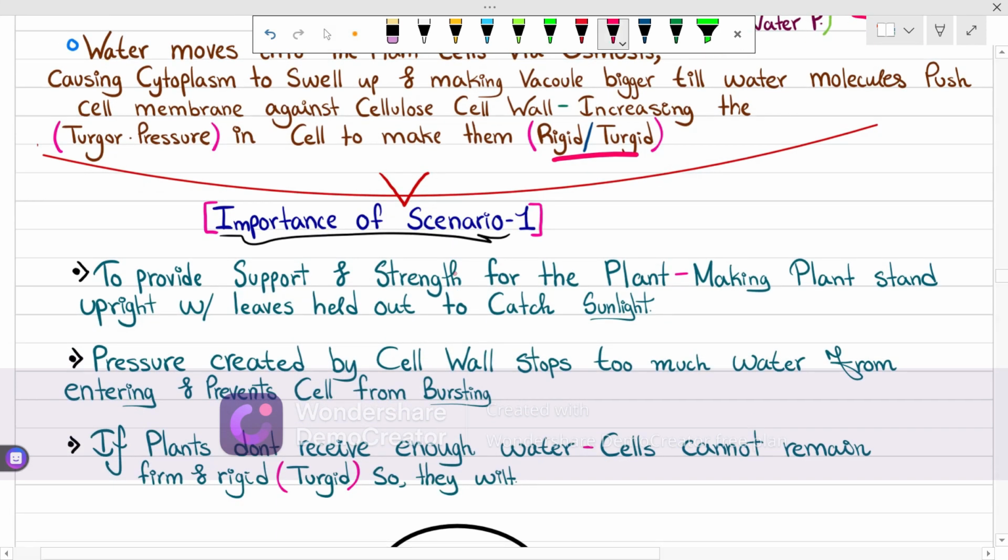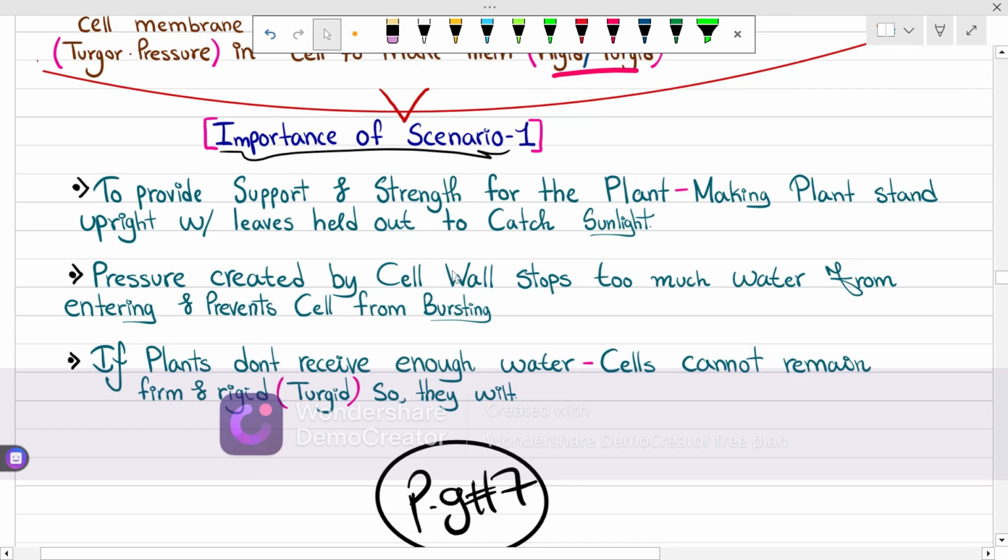What is the importance of scenario 1? Three importances. The first one, it provides support and strength for the plant, making the plant stand upright with leaves held out to catch sunlight, of course for photosynthesis. The pressure created by the cell wall stops too much water from entering and prevents the cell from bursting. If plants don't receive enough water, cells cannot remain firm and turgid, and they begin to wilt.